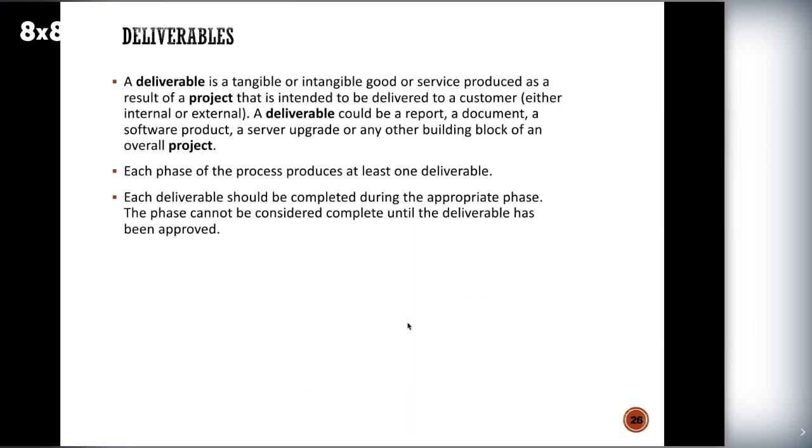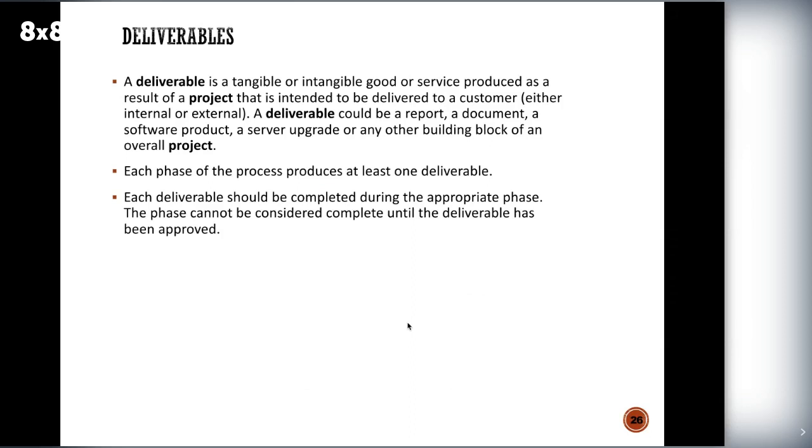The phase cannot be considered complete until deliverables have been approved. Each phase of the software development life cycle has deliverables, and you as a BA must ensure that you are involved in all the phases of the project life cycle except the development phase. The only time you need to work on the development phase is when the developers need clarification on some of the requirements or design.